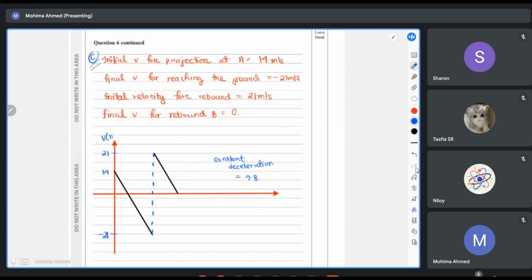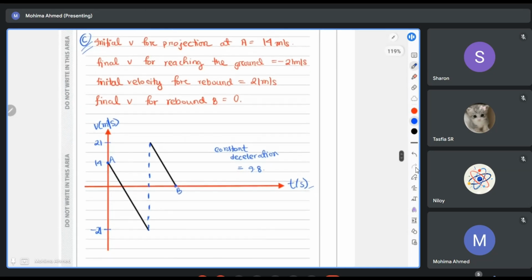Obviously V in meters per second and time in seconds. This was your point A, right? And this was your point B. If you have to write this also on your graph, you can. And again, time taken for this journey was 25/7. The time taken for this journey was 25/7 plus 5/7, right? So 25/7 plus 5/7. That is going to be 30/7 over here.